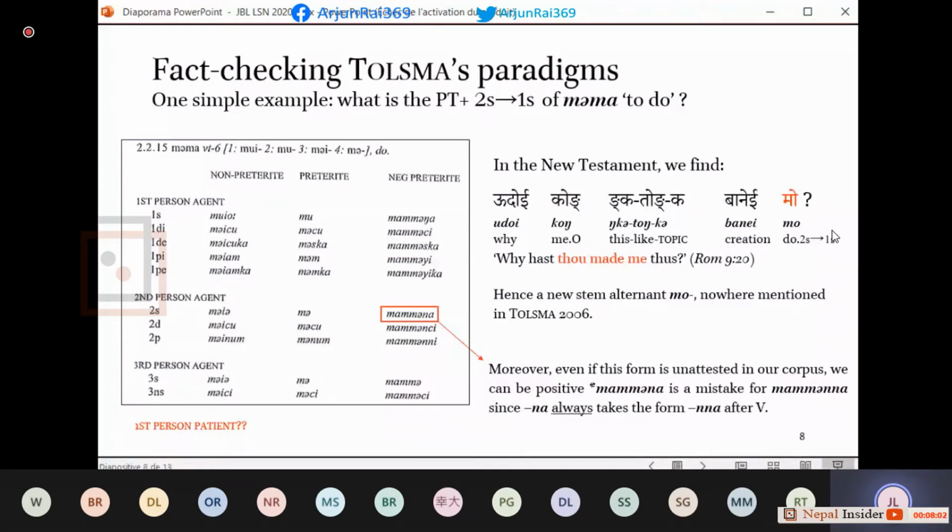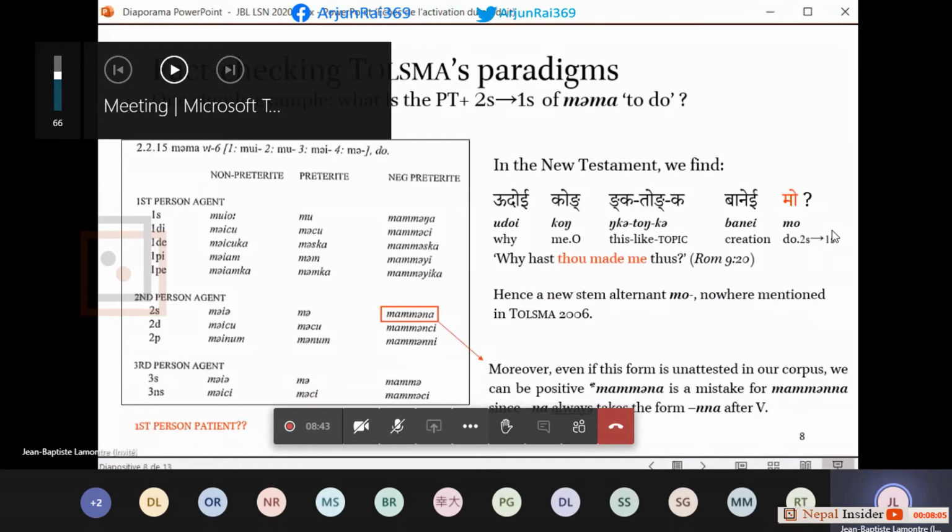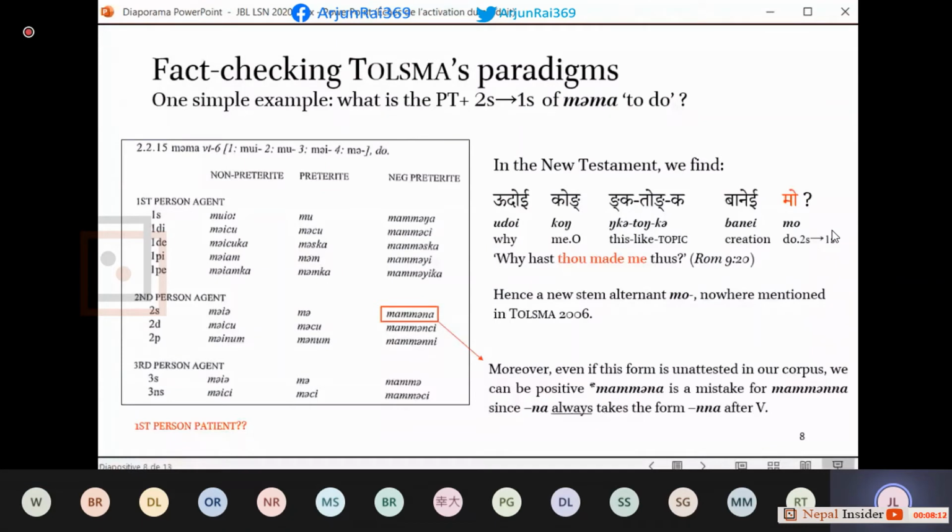So various kinds of shortcomings in Tolsma, but to give you only one example to show you how I worked, there is an obvious gap in the paradigm of the verb mama, which means to do, because all the forms with a first person or second person object are lacking. And of course, we don't say I do you, they did me, etc. But the verb to do is very frequently inflected in these configurations because it can be used as a verbalizer or light verb. So it can transform almost any noun into a transitive verb. I give you an example with the verb to create, which is translated in Kulung as banei mama, literally to do creation. And by the way, I think banei is borrowed from Nepali.